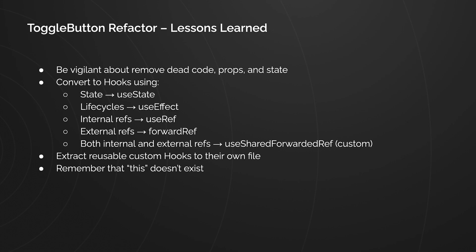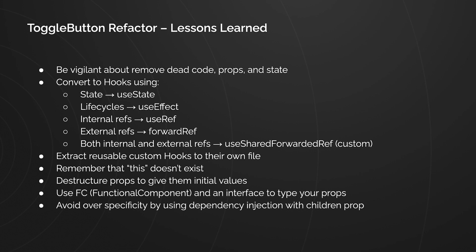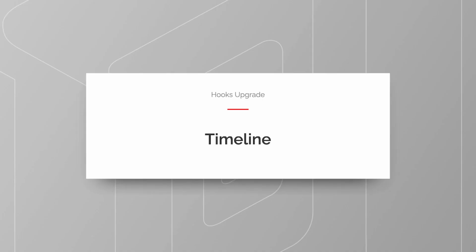The modern way to assign default values to props is to destructure the object and assign them inline. We also type our props using functional component and an interface. Finally, as a general best practice, avoid overspecificity in your components by using good old dependency injection with the children prop.